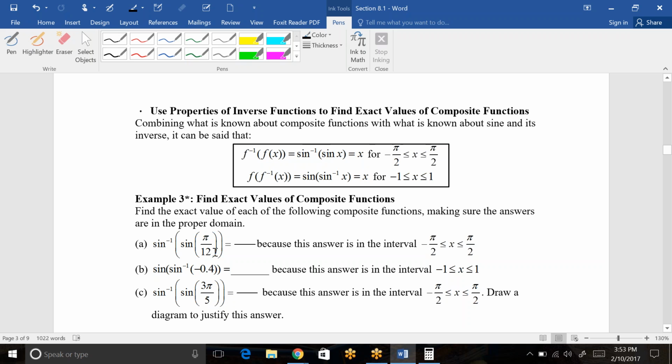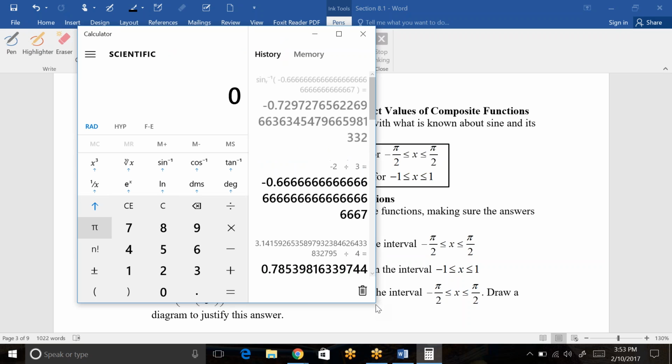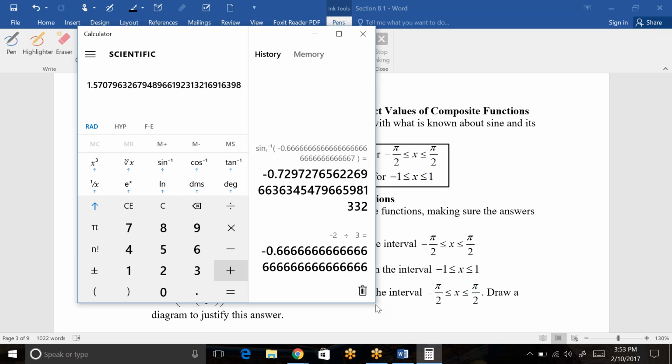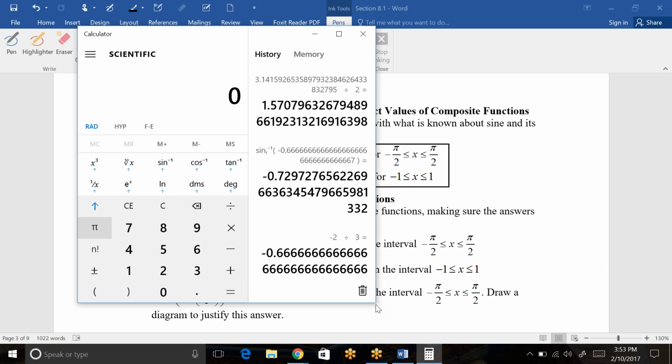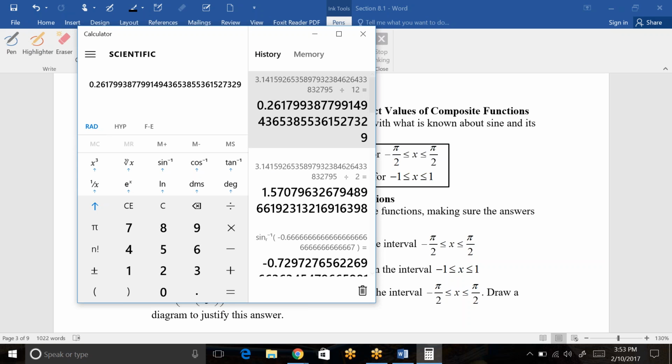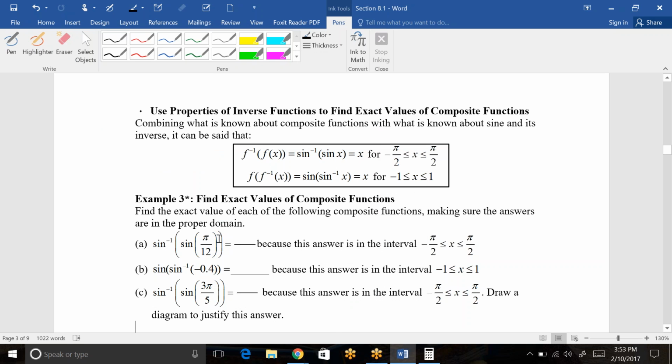So pi over 12 is between negative pi over 2 and pi over 2. One way to check that is to figure out what pi over 2 is. In case you don't know, you have a calculator. So pi divided by 2 is 1.57. Pi divided by 12 has to be smaller than that to be in that quadrant, and it's 0.26. So you can think of it as smaller than pi over 2, but not so small that it's negative pi over 2. So this definitely falls within our negative pi over 2 to pi over 2 range. So that means that this just is pi over 12.